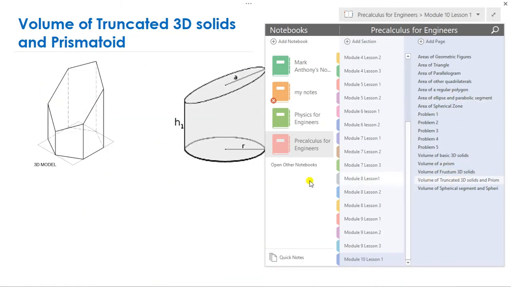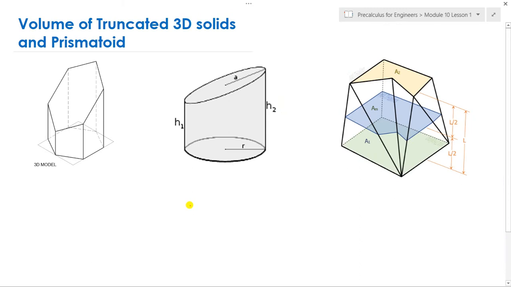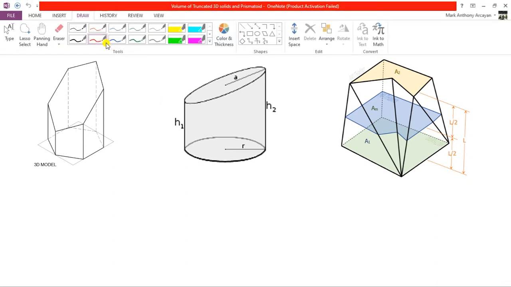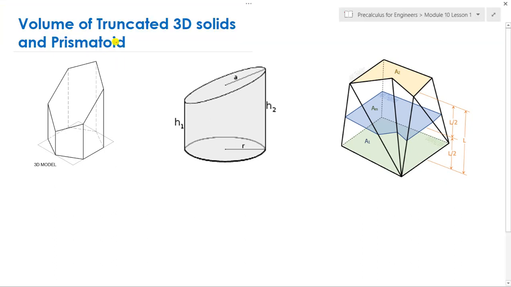Okay, so let's proceed to the volume of truncated 3D solids and prismatoids. Here, a frustum and a truncated solid are different. For a frustum, what is the shape of the cut portion? Is it parallel to the base or inclined? It is parallel for a frustum.